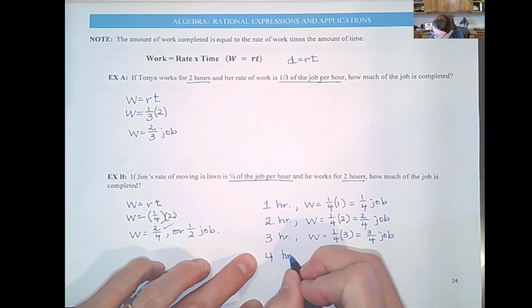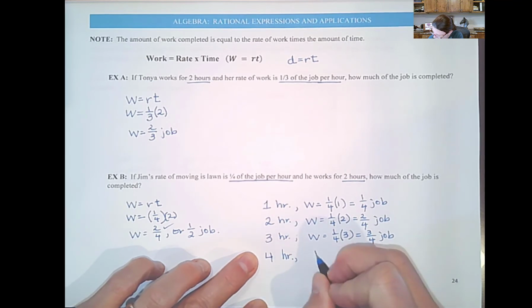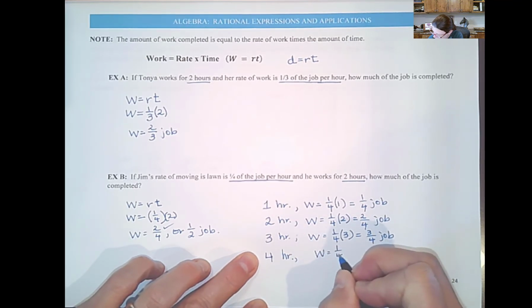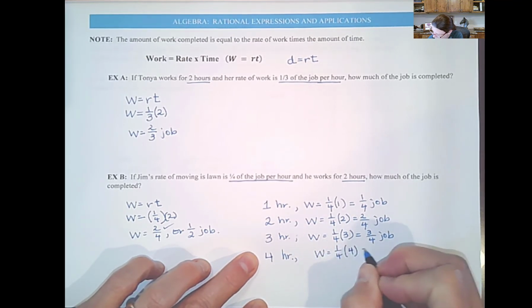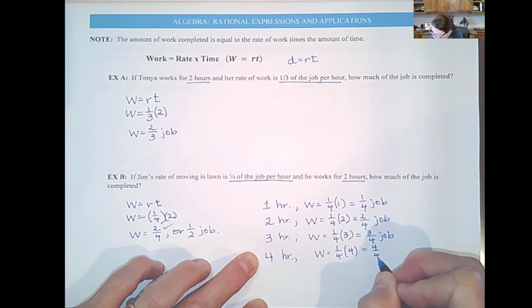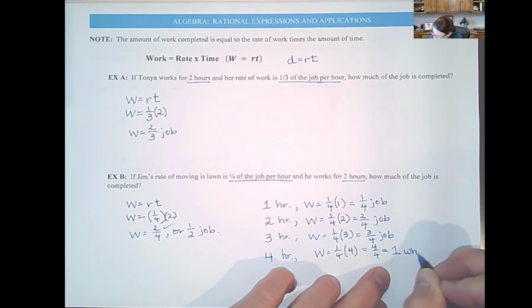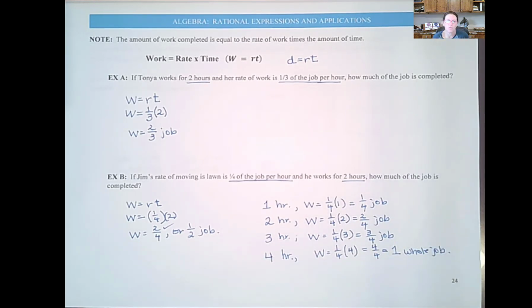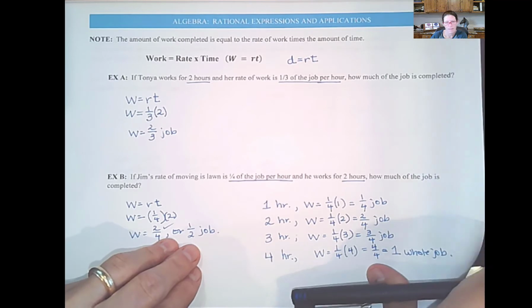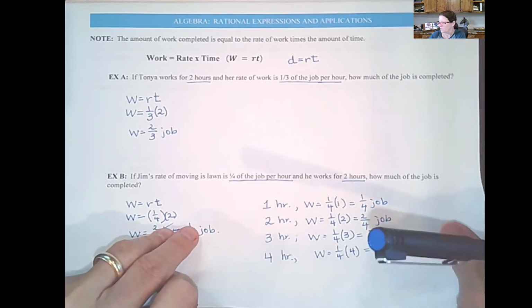And lastly, notice that in 4 hours, he would complete 1/4 times 4. That's 4/4, or 1 entire, or you might say whole job. So if his rate is 1/4 of the job per hour and he works for 4 hours, he's going to finish mowing the lawn, isn't he? He must have a rather large lawn.